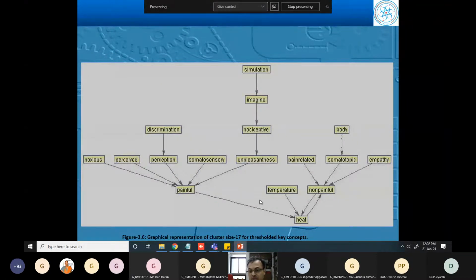So this is a graph that we constructed with 17 nodes. And you see painful, perceived, perception, discrimination, right? Perceptual discrimination, unpleasantness, nociceptive stimulation. These are all related to each other.